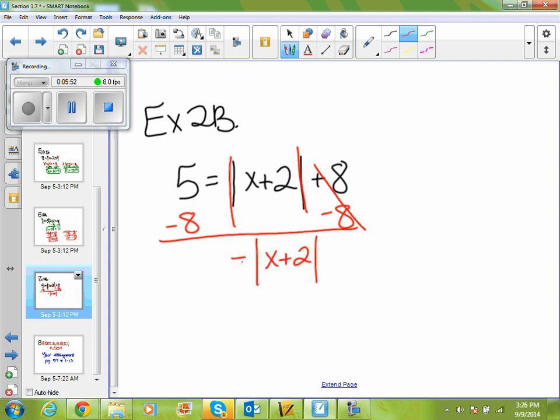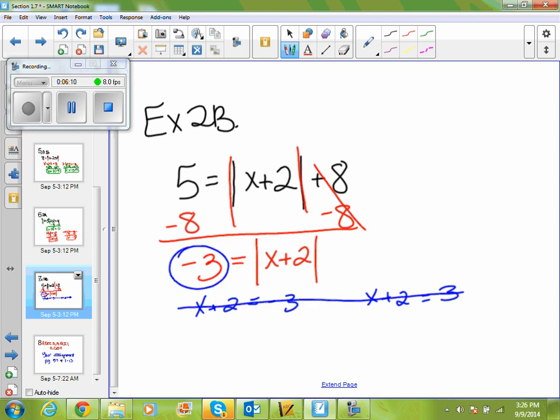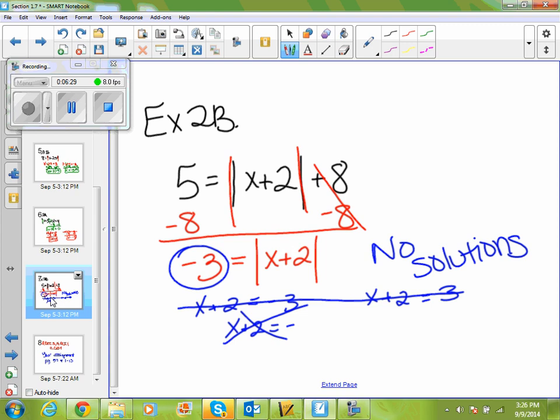So the absolute value of x plus 2 equals, what's 5 minus 8? Negative 3. Okay, now we would normally then go x plus 2 equals negative 3, x plus 2 equals positive 3. But we can't do any of that because you can never have an absolute value that equals a negative. Once you take it out of the box, it can equal a negative. But if you get to this point and then you break it up and you have it equal some negative number, then you know right away that you have no solutions. Okay, so if you see it equaling a negative, then it'll be no solutions.